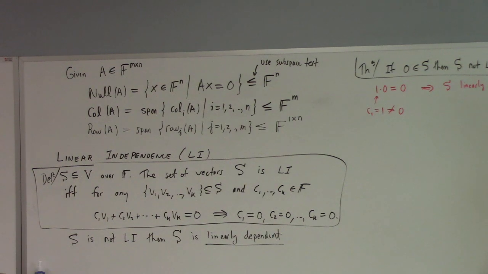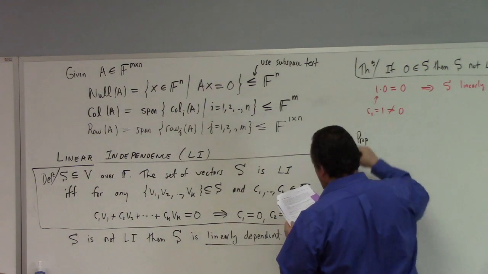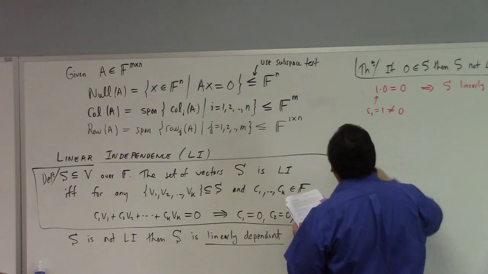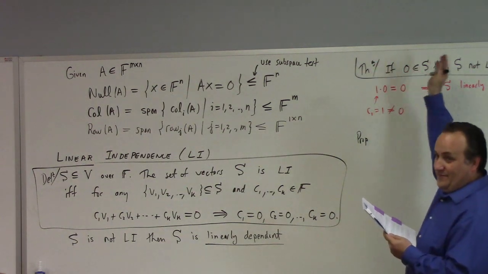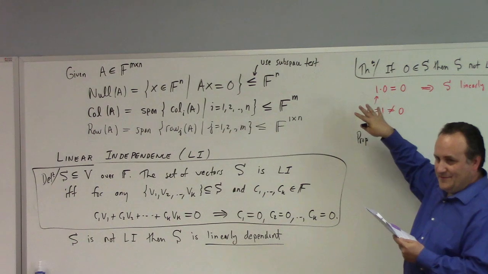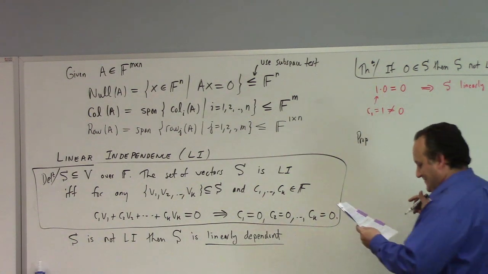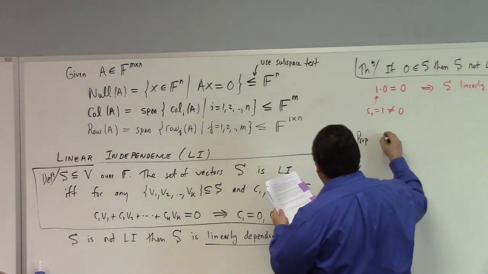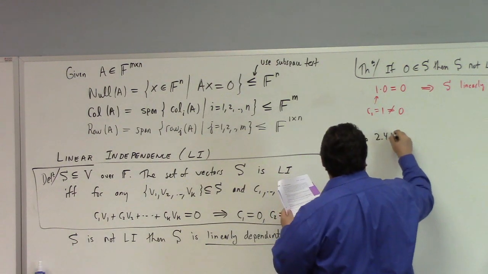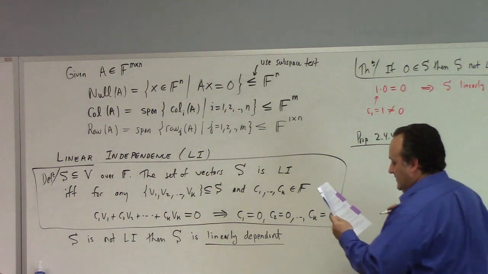Let's see here. Here's another useful proposition. That was more of a proposition than a theorem, but I called it a theorem. Since it's for infinite sets, it became a theorem. In the notes, it's only for a finite set, so it's a proposition. Let's see here. So let v and w be non-zero vectors.